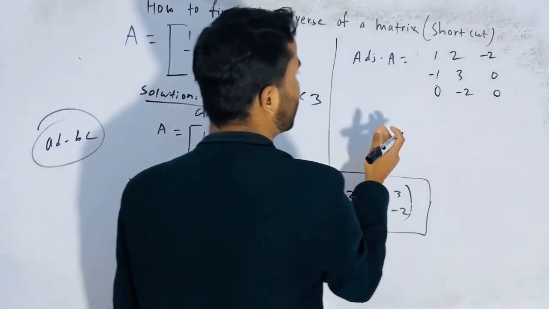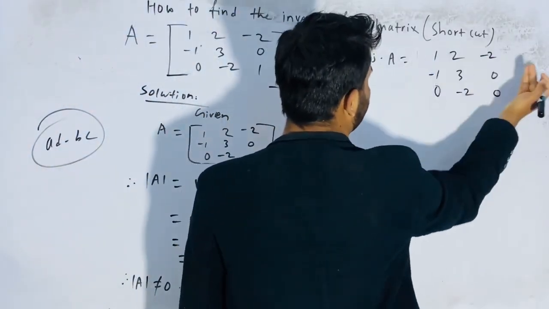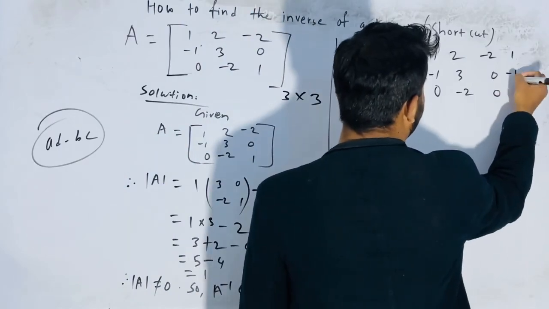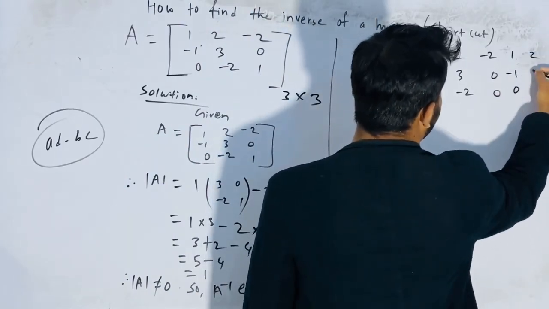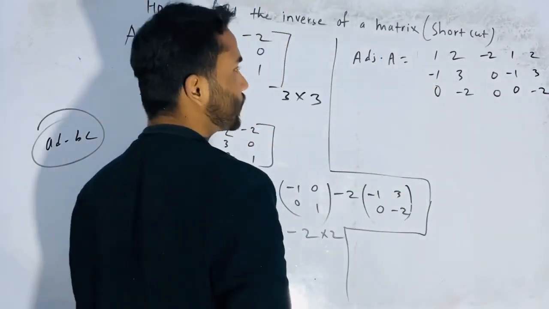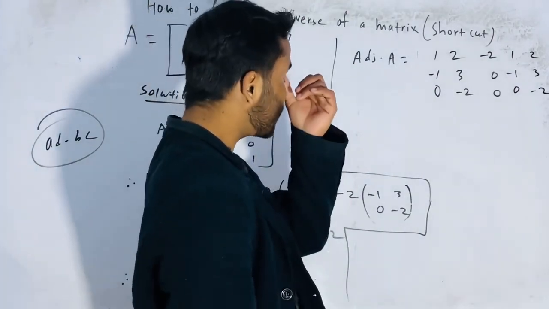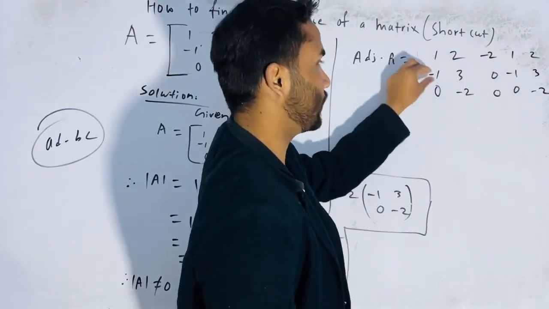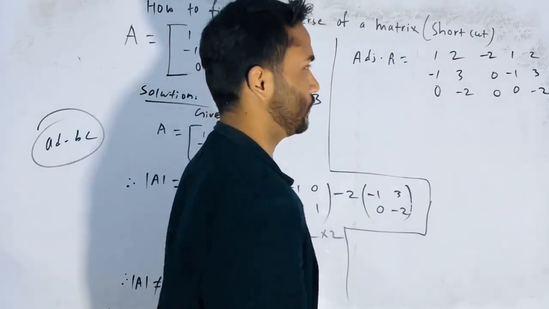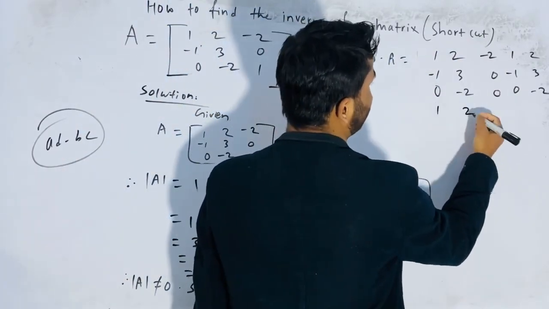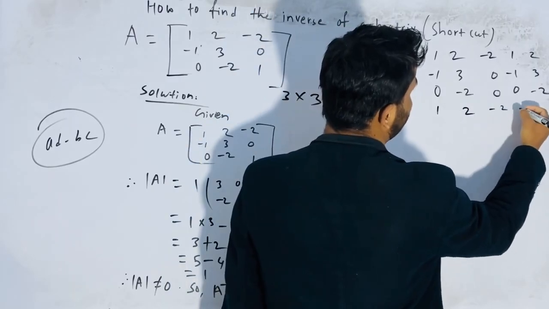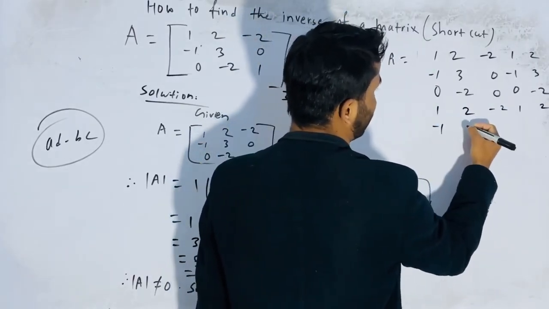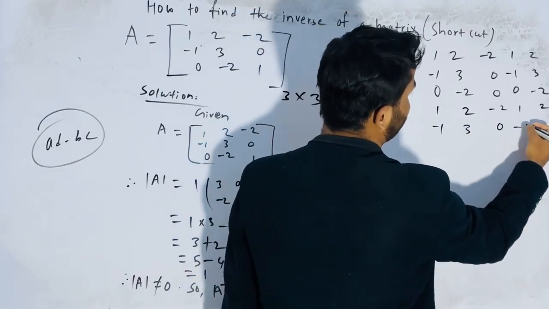Now what we need to do here? We need to repeat these two columns here on the side. So we'll write 1, minus 1, 0, then 2, 3, minus 2. So we got it. Now let's repeat this row and this row down here. So what we get here? 1, 2, minus 2, 1, 2. Then the next row we get 1, minus 1, 3, 0, minus 1, 3.